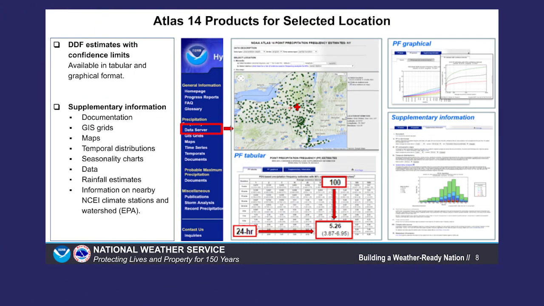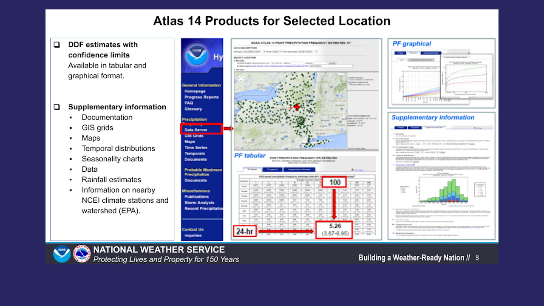After the location is selected, all precipitation frequency and confidence limits estimates are displayed directly below the map in three separate tabs: PF Tabular, which is displayed by default, PF Graphical, and Supplementary Information. The PF Tabular tab provides DDF or IDF data in tabular format together with the 5th and 95th percentile confidence limits. For example, in the center figure, the 24-hour 100-year estimate of 5.26 inches is highlighted in red.